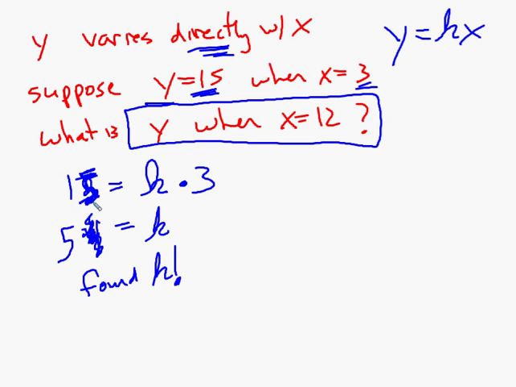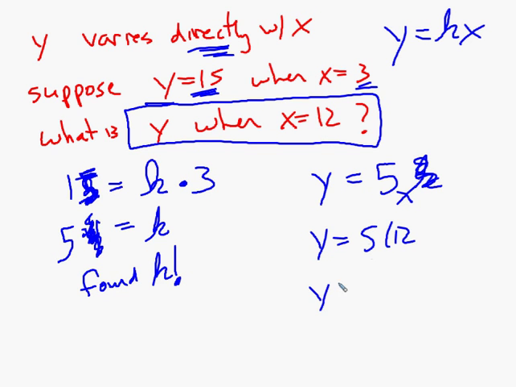All right, good job. Wow, that was dumb. All right, so now I use this information. So y equals, now I know k is 5. Okay, when x equals 12, so I replace x with 12. I get y is 60.